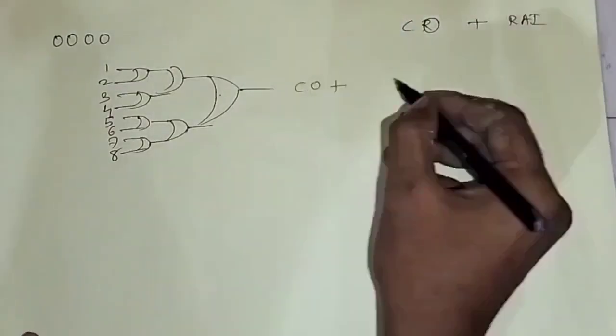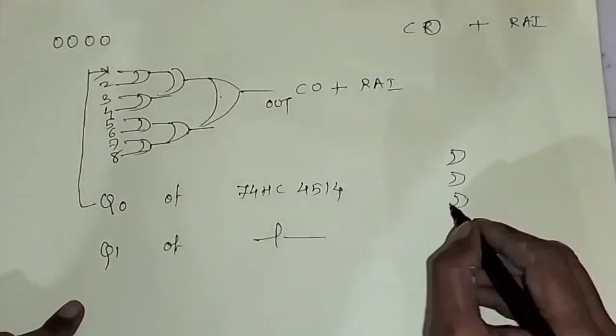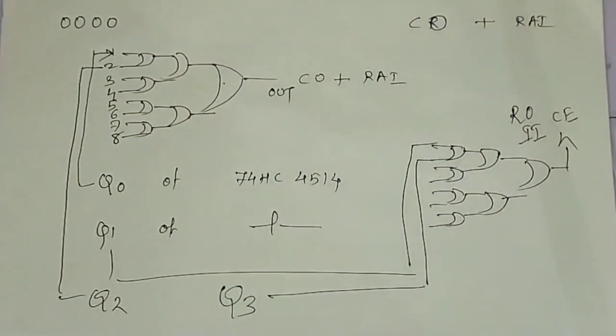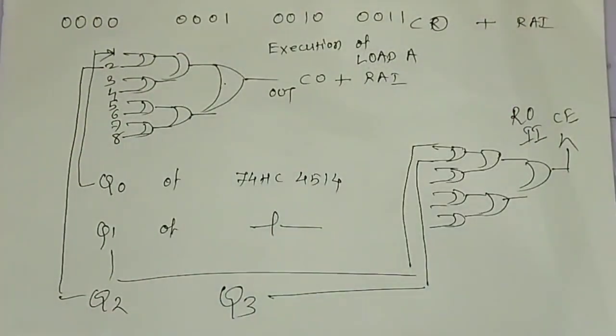Now you can see the use of the OR gate in this control logic. The 4 control signals for the load A instruction, Q0 through Q3, are fed into the 8 input OR gate. You can see that.